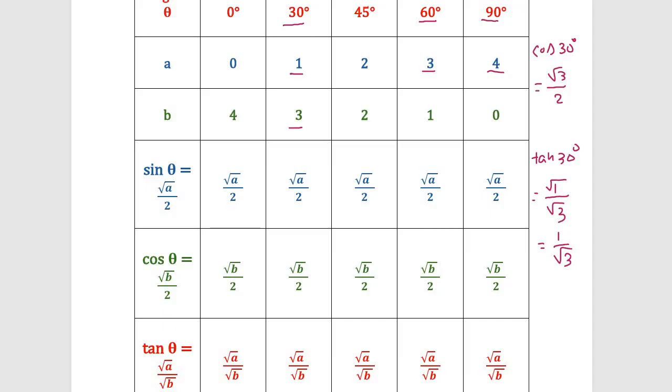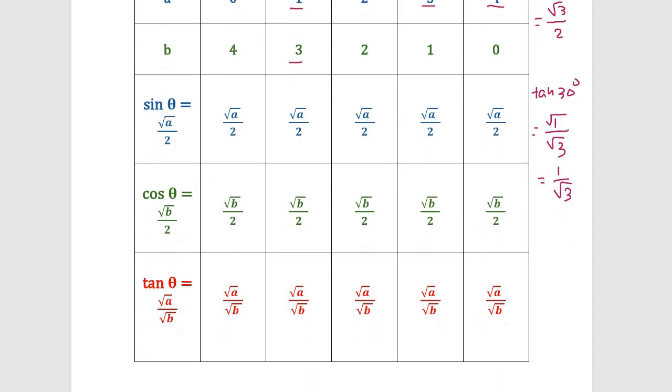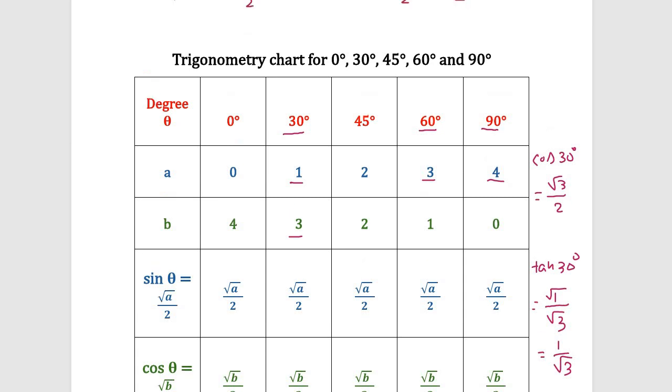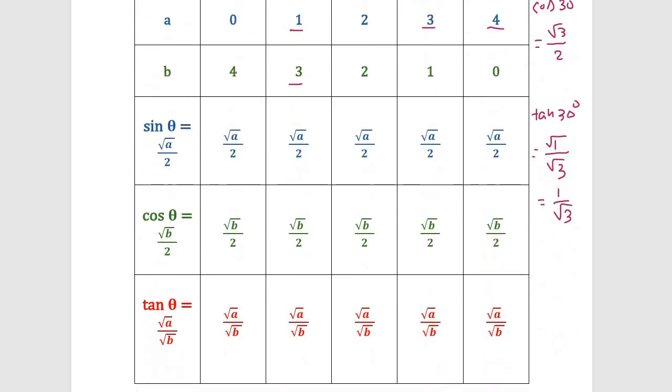So this is how we can apply this chart to get the values of sin theta, cos theta and tan theta, where the values of theta is from 0 degree to 90 degree. And they have specific values 0 degree, 30 degree, 45 degree, 60 degree and 90 degree. So this is how we can apply this chart. Next, we'll see all the values of different angles.